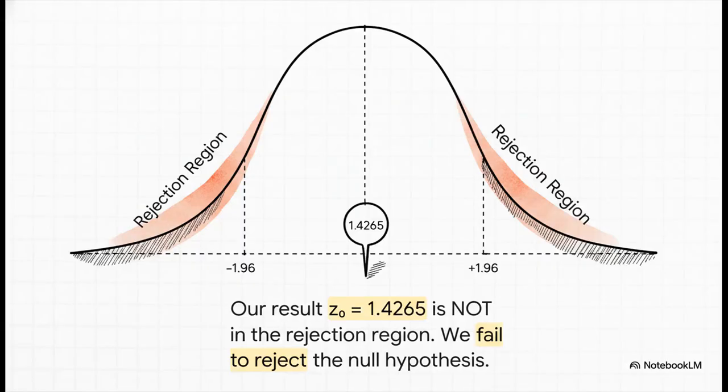So, what do we do with this number? Well, we have to compare it to a critical value, which is basically a threshold for what counts as surprising. For a standard test, that threshold is 1.96. If our number was bigger than 1.96 or smaller than negative 1.96, it would land in what we call the rejection region. But our number, 1.4265, falls right in the middle, in the safe zone.